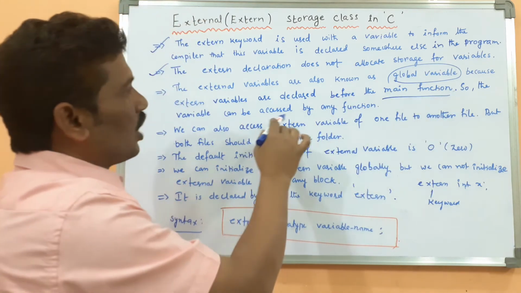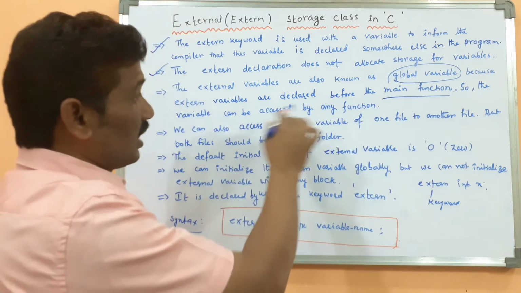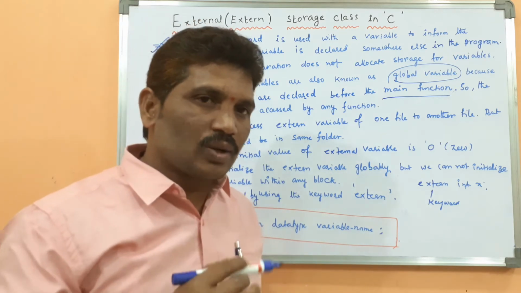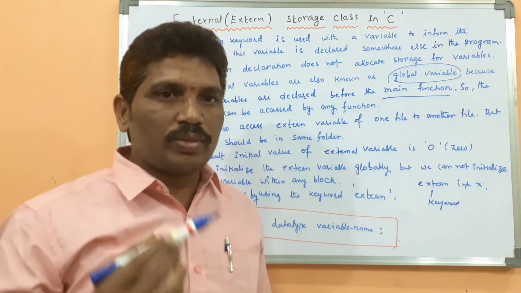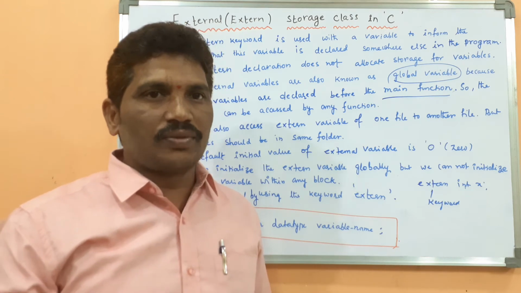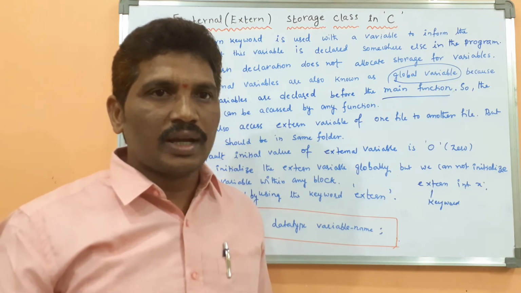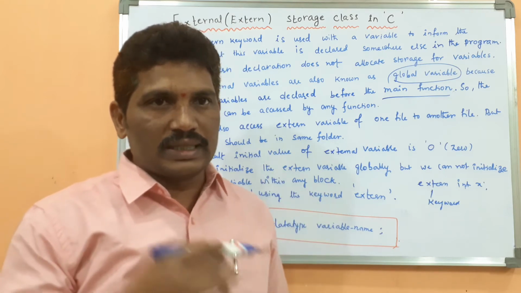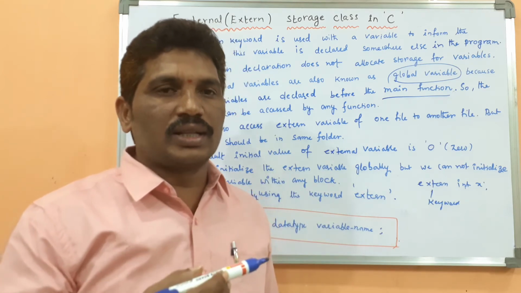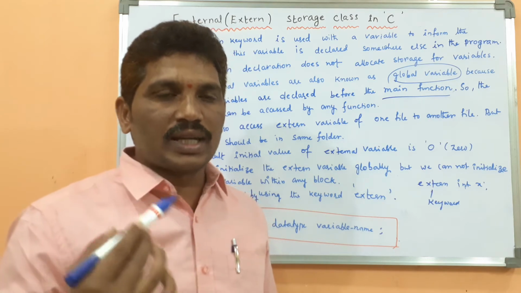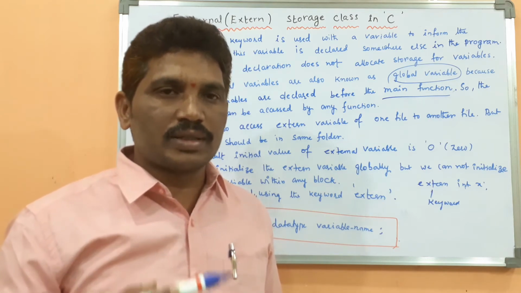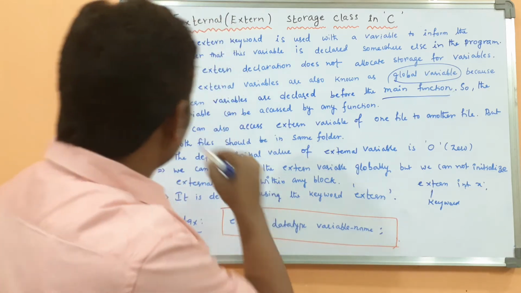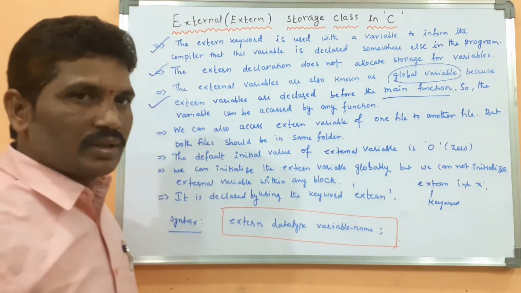The variable can be accessed by any function. Why is it called like a global variable? Whenever a global variable is declared before the main function, it can be accessed by any function of the program. Here also the extern variable is declared before the main function, and that variable can be accessed by any function in the program. Okay, that is the meaning of the statement.